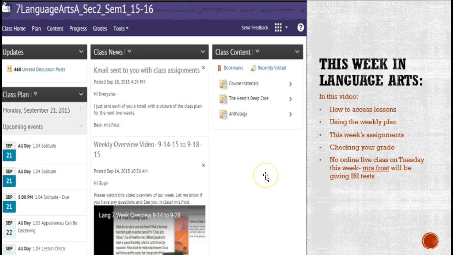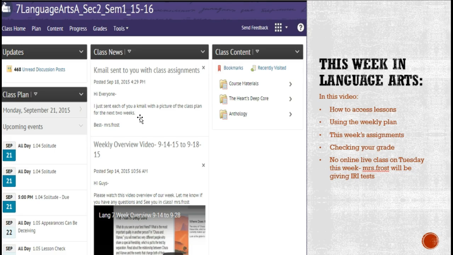Alright, so this is a picture of our class homepage. I just wanted to point out several things here. You can access the class plan either through the top toolbar or through the widgets on the left-hand side, second widget down, called class plan. I also wanted to point out the class news. That's a section where I'll put news and updates, and that's where I'll post this video.